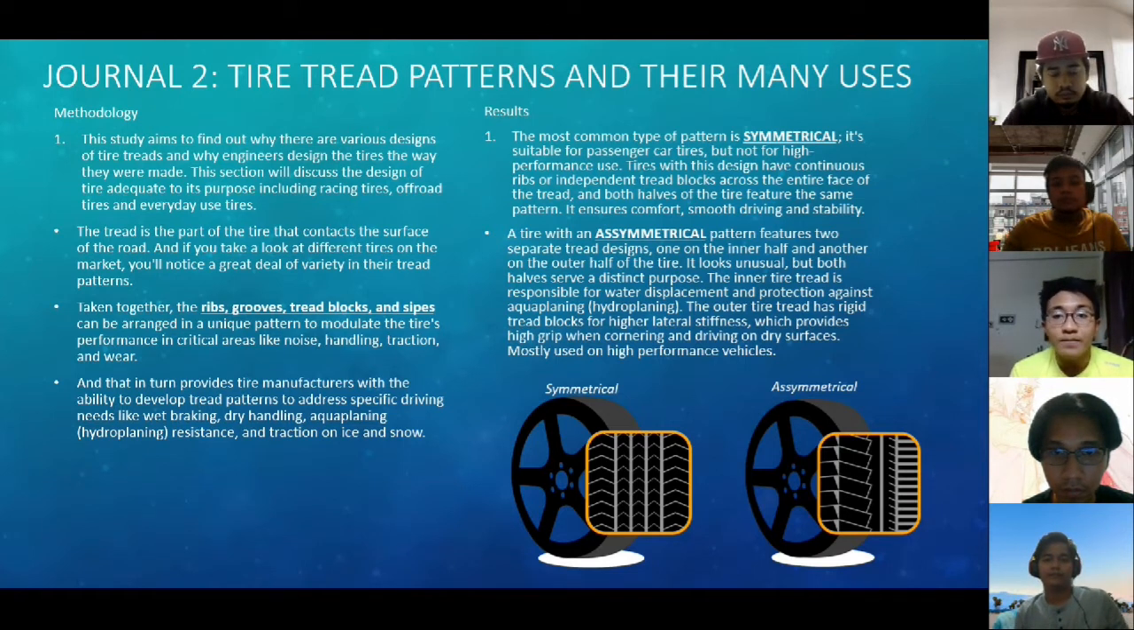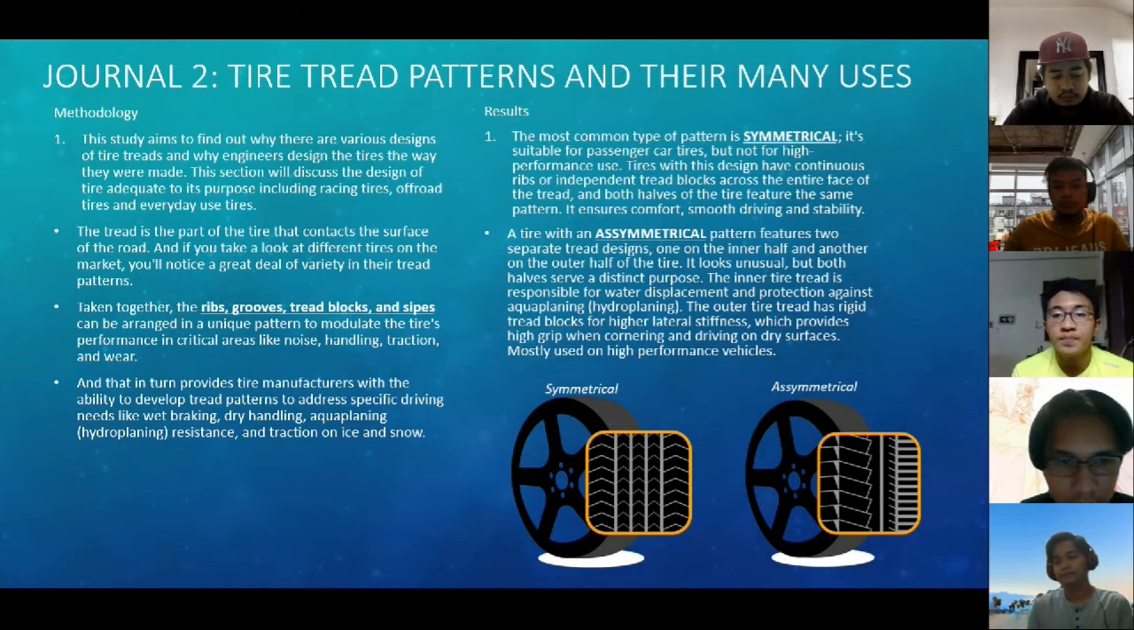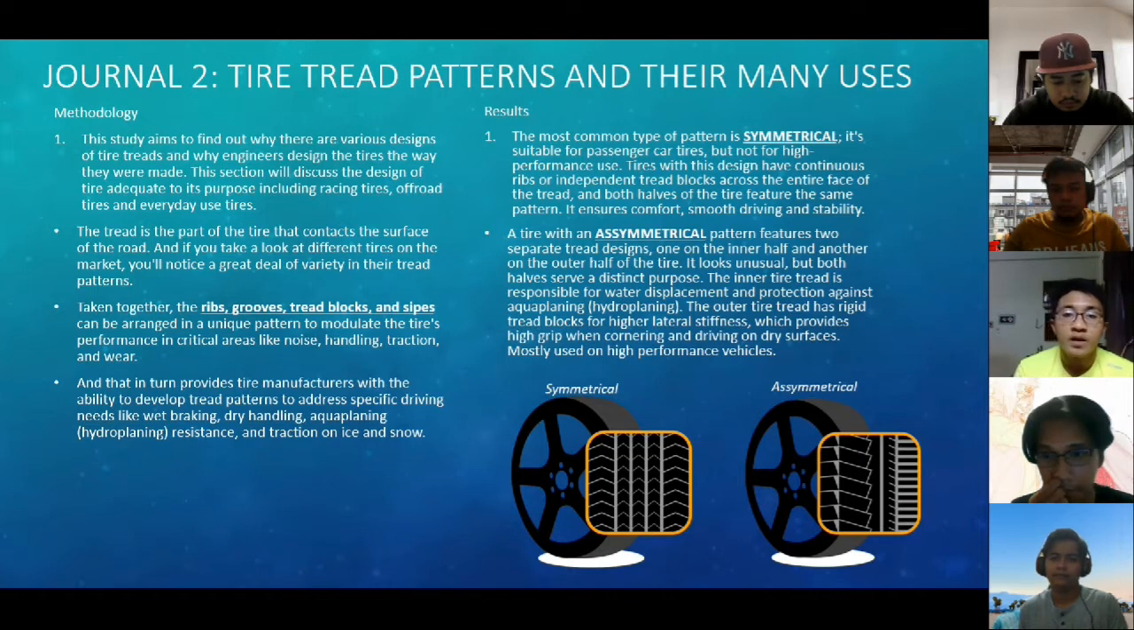A tire with an asymmetrical pattern features two separate tread designs, one on the inner half and another on the outer half of the tire. It looks unusual, but both halves serve a distinct purpose. The inner tire tread is responsible for water displacement and protection against aquaplaning, which is when the tire is in contact with a puddle of water or a body of water. The outer tire tread has rigid tread blocks for higher lateral stiffness, which provides high grip when cornering and driving on dry surfaces. Mostly, asymmetrical tires are used on high-performance vehicles.